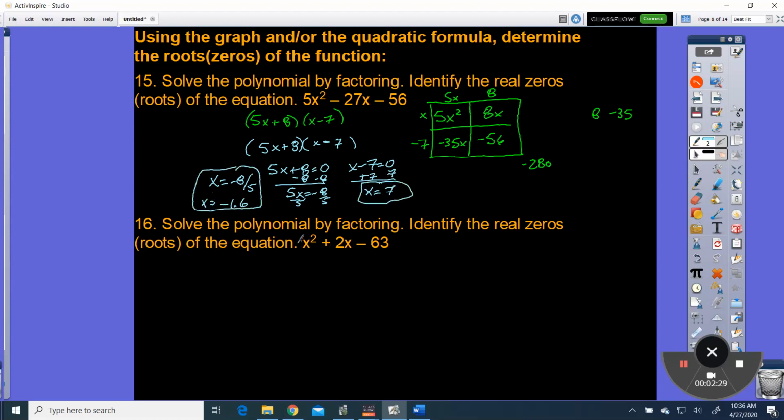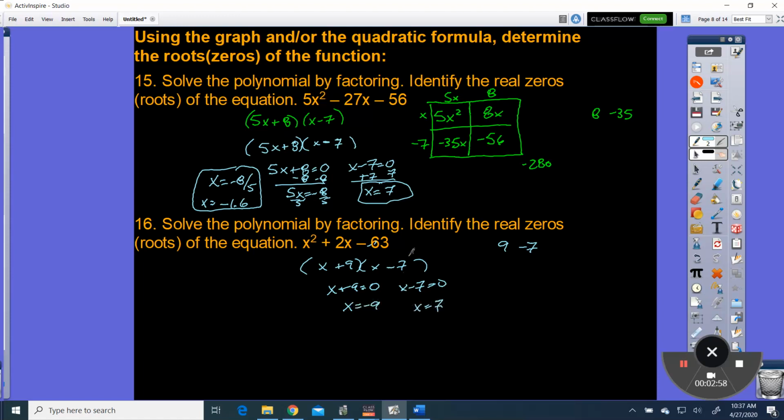So on this one, since it's a polynomial with a leading coefficient of 1, I'm just going to do this. The bigger number is positive, one's negative and one's positive, because it has to multiply to a negative on the end. So what multiplies to be 63 is 9 times 7. Bigger number positive. 9 minus 7 is 2, so that works. Plus 9 minus 7. So x plus 9 equals 0. x minus 7 equals 0. So x equals negative 9 and x equals 7.